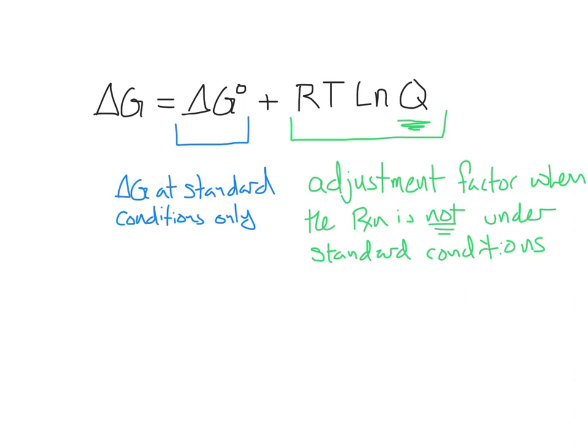What this means is that now you can calculate delta G for reactions that are not under standard conditions. So you can determine the spontaneity of any chemical reaction, not just chemical reactions where the concentration of the reactants are 1 molar or the pressure of the gas is 1 atmosphere. You can calculate it for any concentration because you can calculate Q in non-standard conditions.